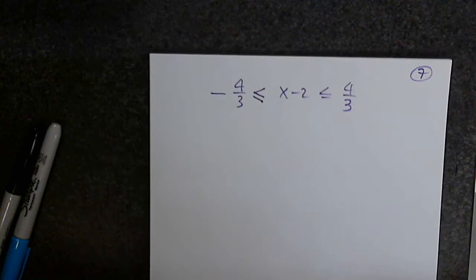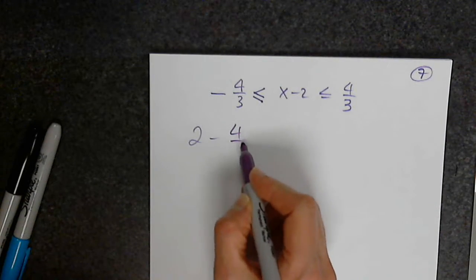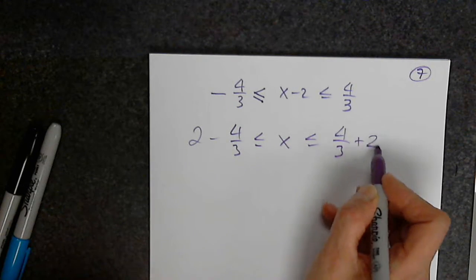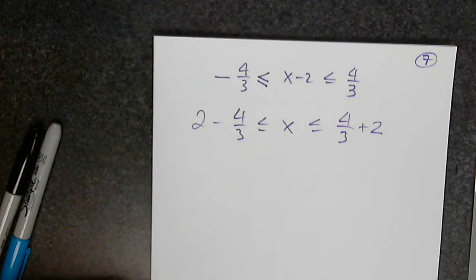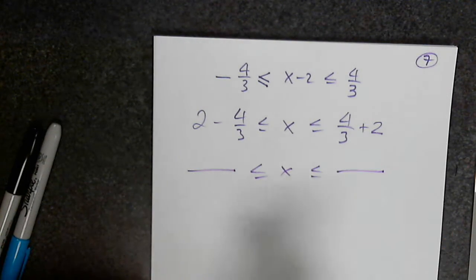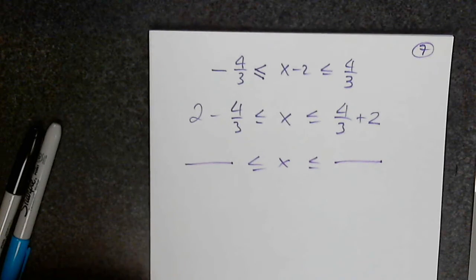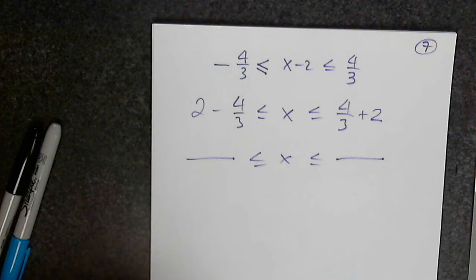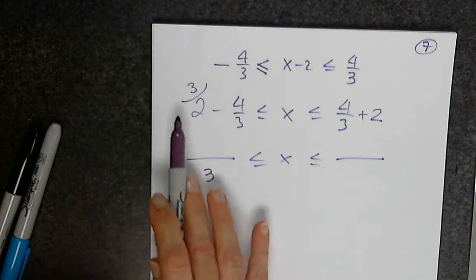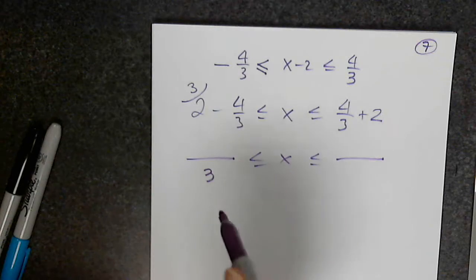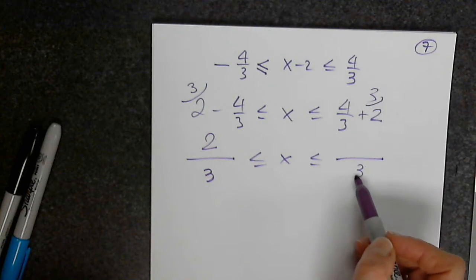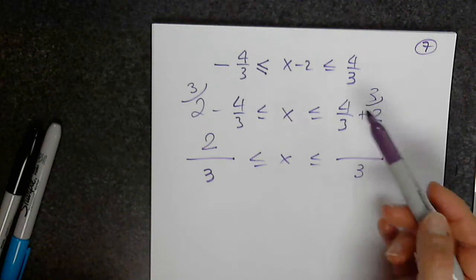What is the only thing we can have to do here? Add 2 to all 3 sides. Good. So 2 minus 4 thirds, x, 4 thirds plus 2. I'll calculate in a minute. The least common denominator, and perform the operations. So the left-hand side, the least common denominator is 3, so this will be 6 minus 4. Now this one is, again, the same idea, 3, so this will be 6 plus 4, which is 10.